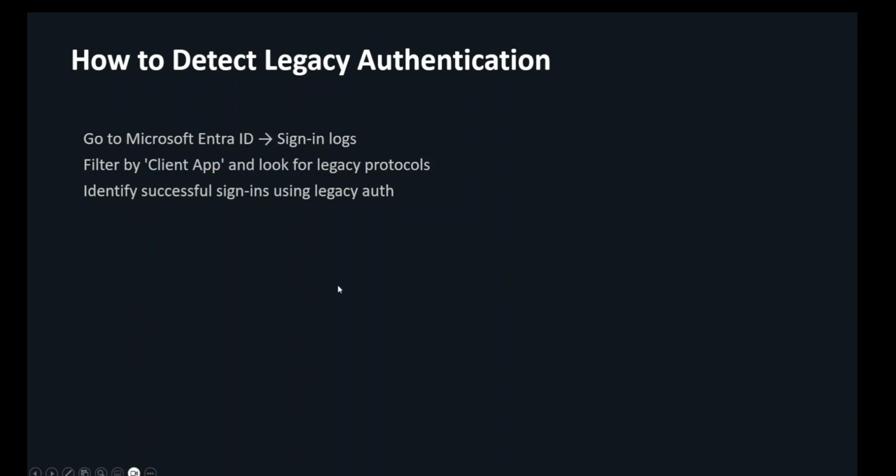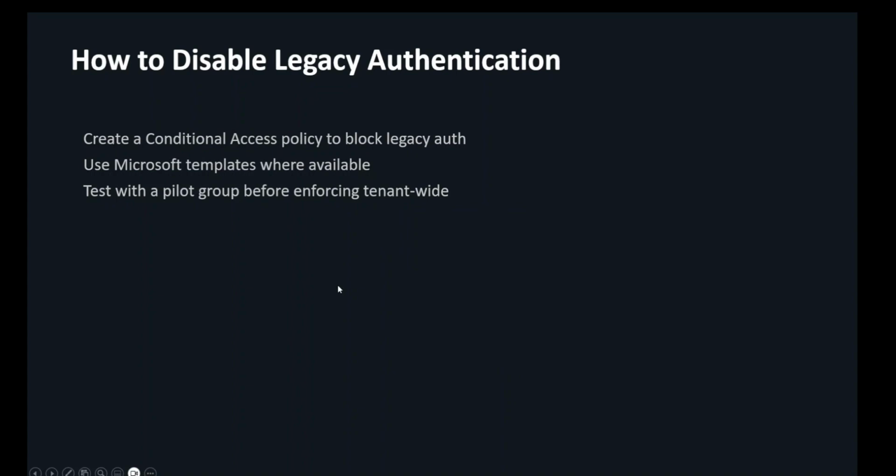The second question comes, how can we disable legacy authentication? The recommended approach is to create a conditional access policy that blocks legacy authentication for all users. Microsoft also provides built-in templates to make this easier for us. But before enforcing it tenant-wide, always test with a pilot group and make sure no business-critical apps depend on legacy protocols.